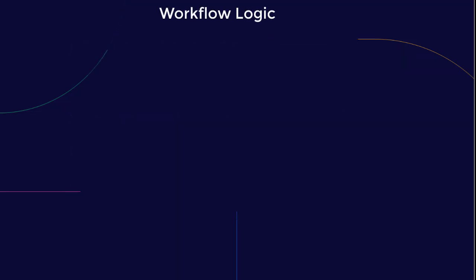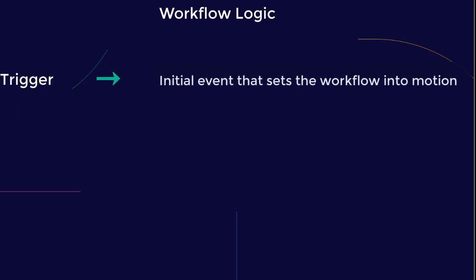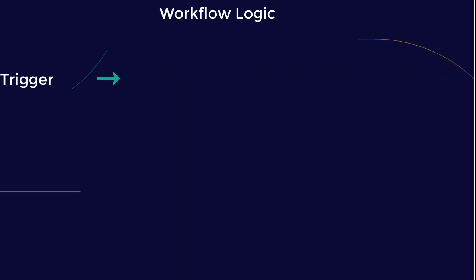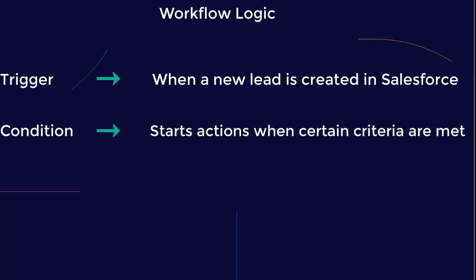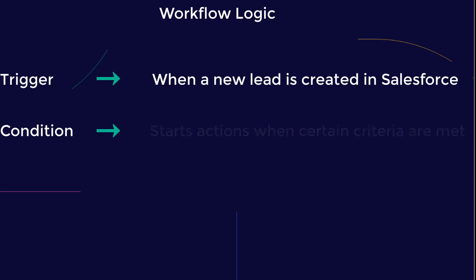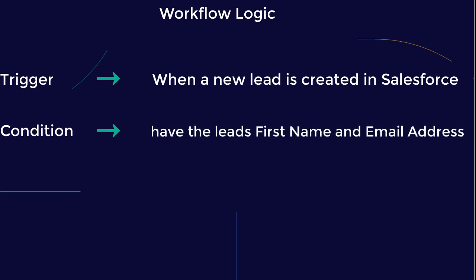All workflows have three main considerations. It always starts with a trigger, and a trigger is simply the initial event that sets the workflow into motion. From our request, we can see that the trigger is when a new lead is created in Salesforce. The next consideration is the conditions, and a condition is anything that starts actions when certain criteria are met. So the conditions for our request are to pull the first name and email address for new leads from Salesforce.